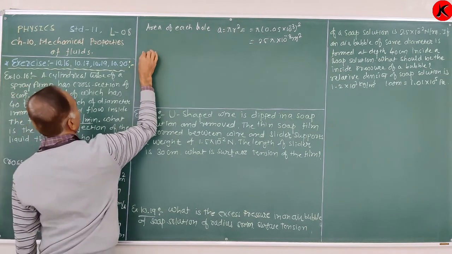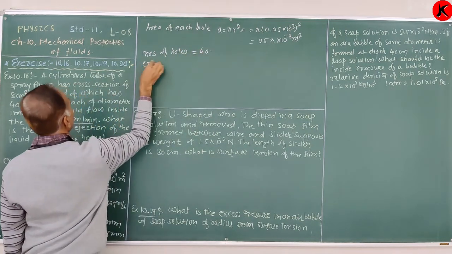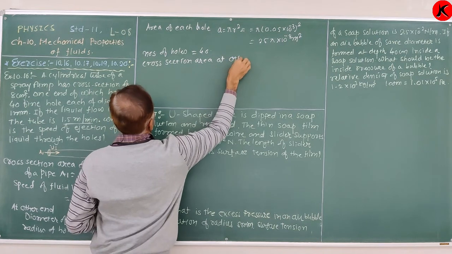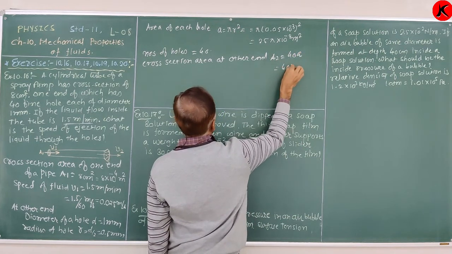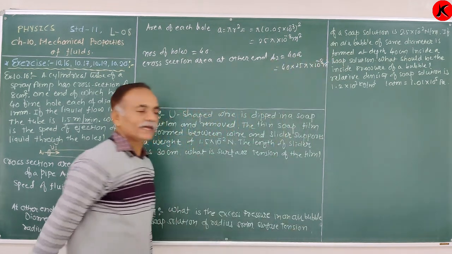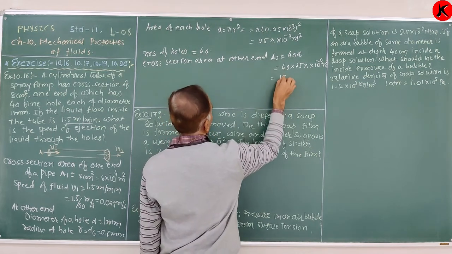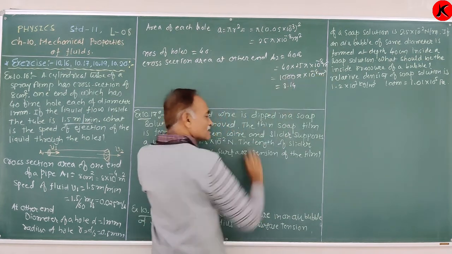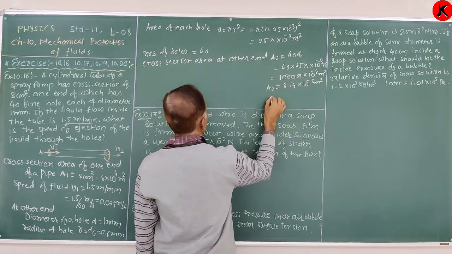Now, the number of holes is equal to 40. Therefore, the cross section area at the other end, A2, is equal to 40a. Therefore, 40 into 25 into pi into 10 raised to minus 8 meters square, where a is the value of small a. Now 40 into 25 is 1000. Therefore, 1000 pi into 10 raised to minus 8 meters square. Pi is 3.14. 1000 means 10 raised to 3, and here 10 raised to minus 8. Therefore, 3.14 into 10 raised to minus 5 meters square. That is A2. We have to find out V2.